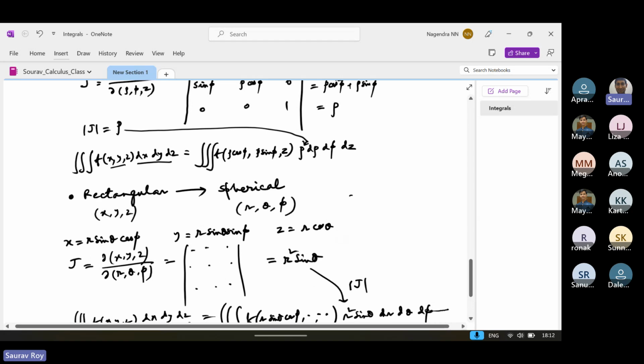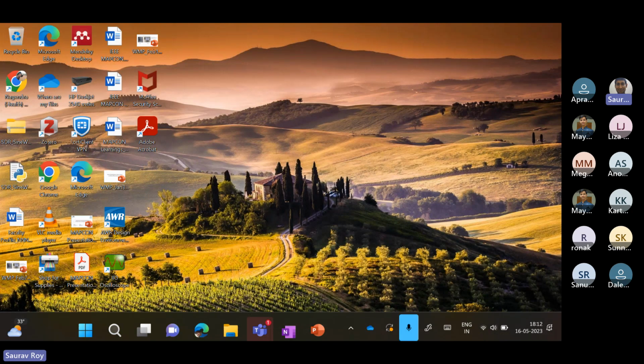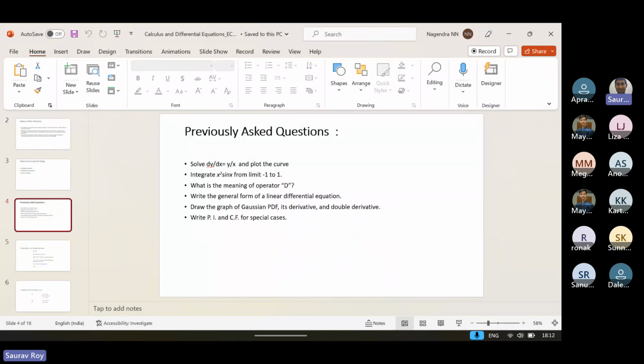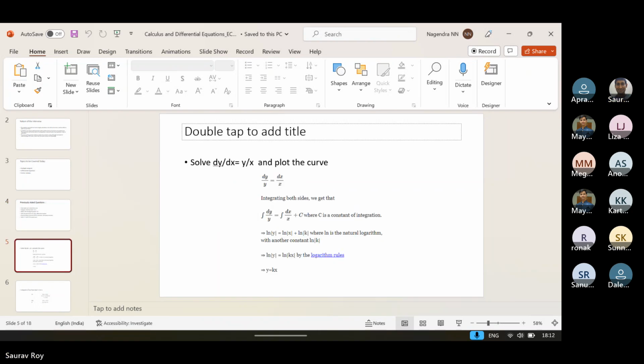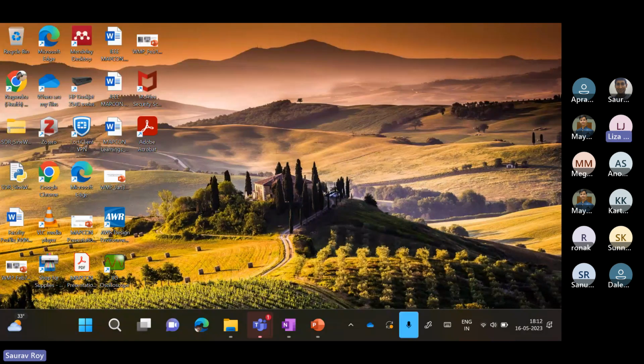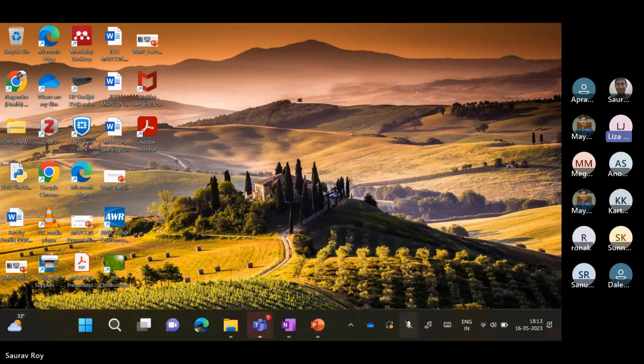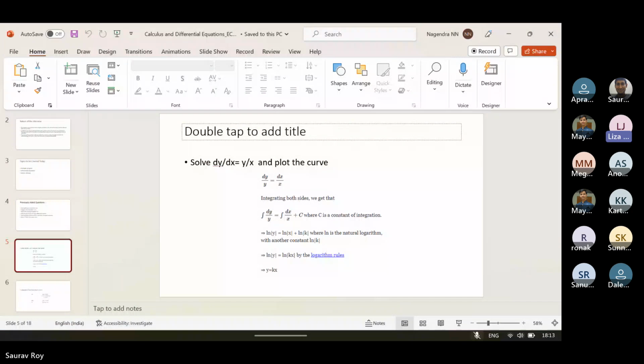If not, then maybe we'll go to the slides again, and maybe Lisa or Mayank will cover the differential equations portion. Lisa, can you do it? Yes. So, hi everyone. Saurabh, can you show the PPT? Yeah.